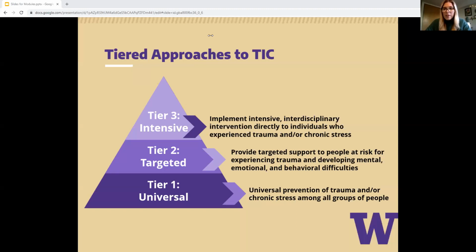This is a visual of a three-tier model that is considered best practice for trauma-informed care. It comes from the public health field and it can be applied to many settings. In this hierarchical approach, Tier 1 includes providing universal prevention of trauma and/or chronic stress among groups of all people. As we move up the pyramid, intervention becomes more targeted and intensive, with Tier 2 targeting at-risk groups and providing support for people at risk for experiencing trauma and developing mental, emotional, and behavioral difficulties as a result. Tier 3 includes intensive intervention directly to those impacted by trauma and/or chronic stress.